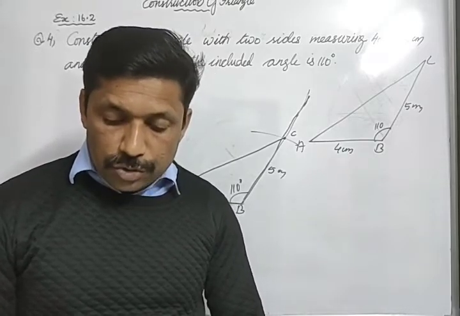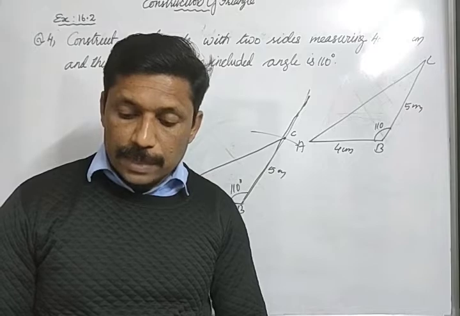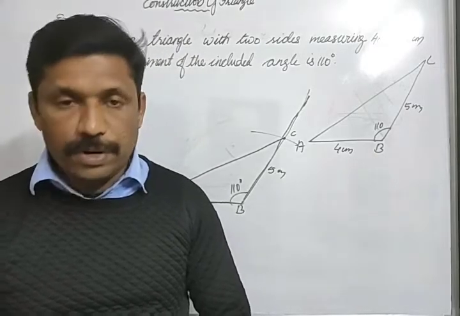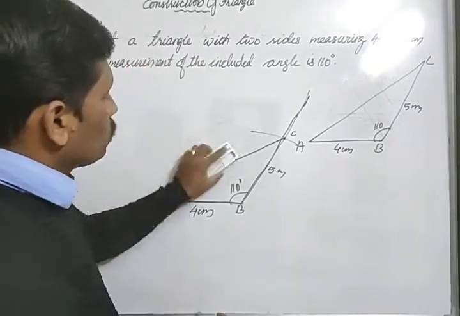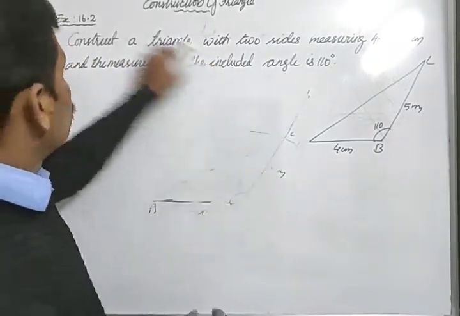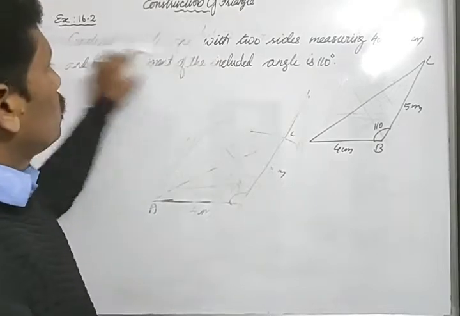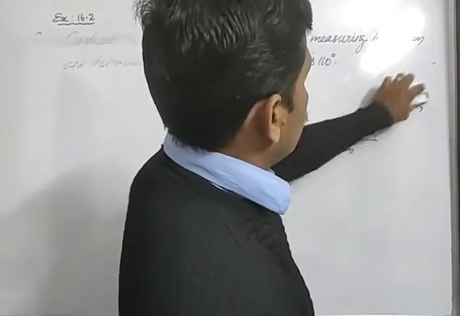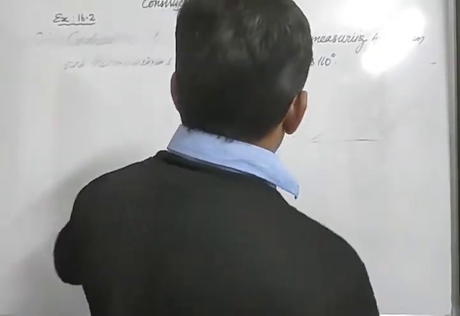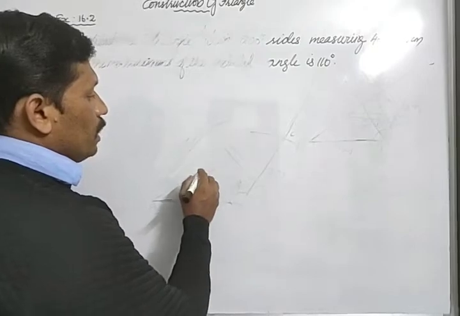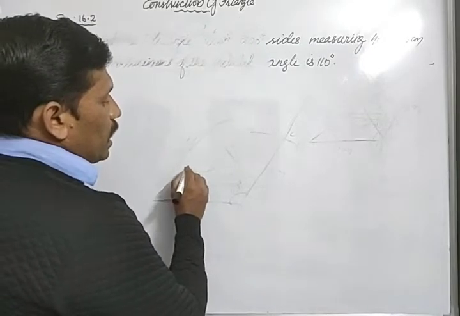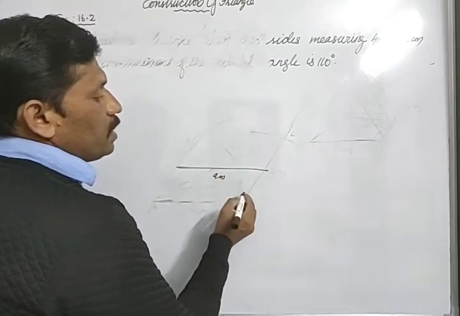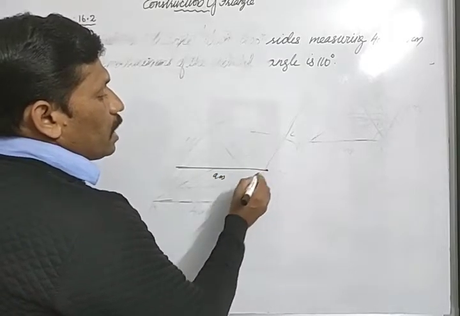The question is, construct an isosceles triangle whose equal sides measure 9 centimeters and the included angle between them is 45 degrees. So here it is an isosceles triangle. You know that in an isosceles triangle two sides are equal. Two equal sides are 9 centimeters. So first we measure a 9 centimeter line, and then the included angle is 45 degrees.